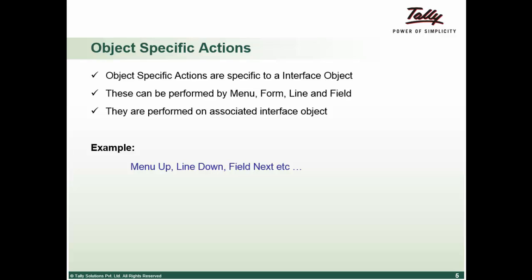Object-specific actions can originate at menu, form, line and field. So global actions are at menu, button and field, while object-specific actions are at menu, form, line and field. Object-specific actions are performed on the relevant interface object only. So they can perform on the interface they are associated with. For example, line up, line down, menu up, menu down, field next, form accept, form reject.